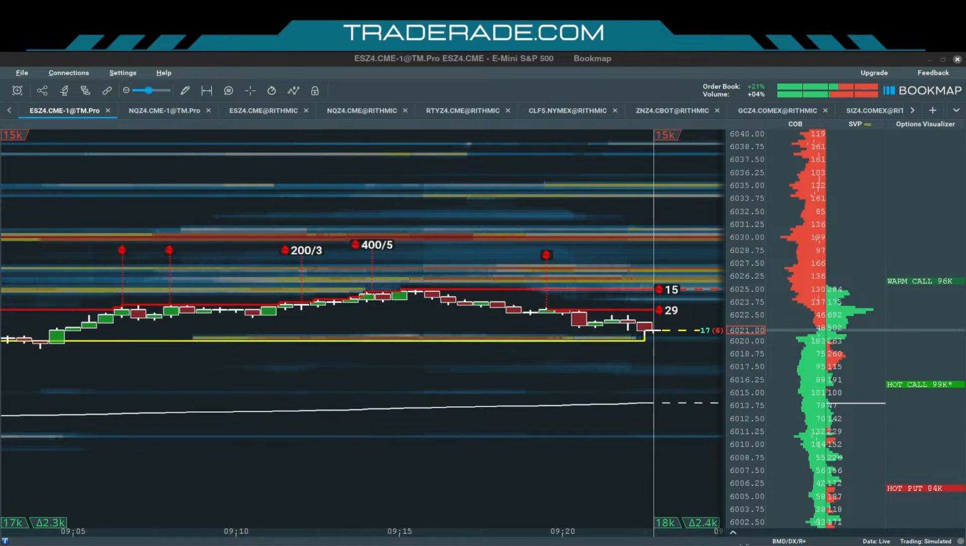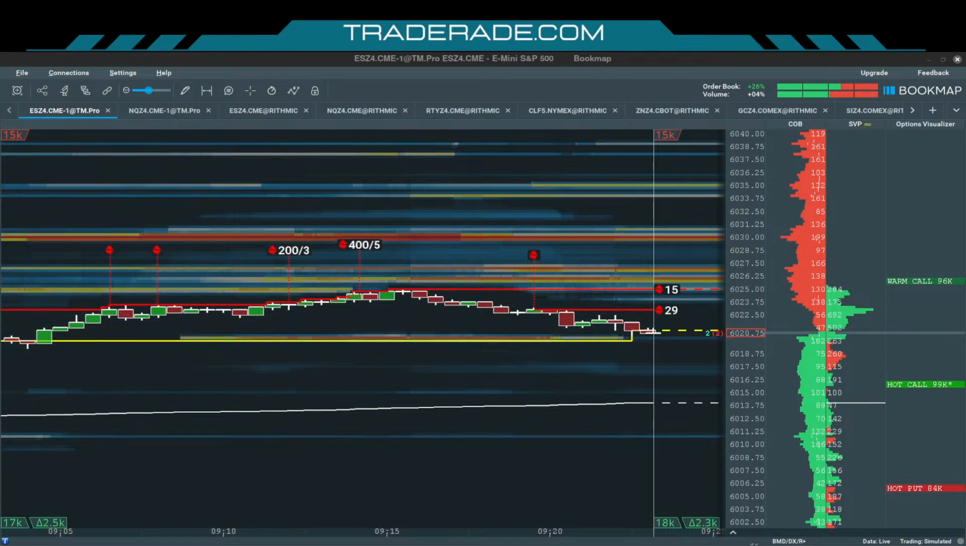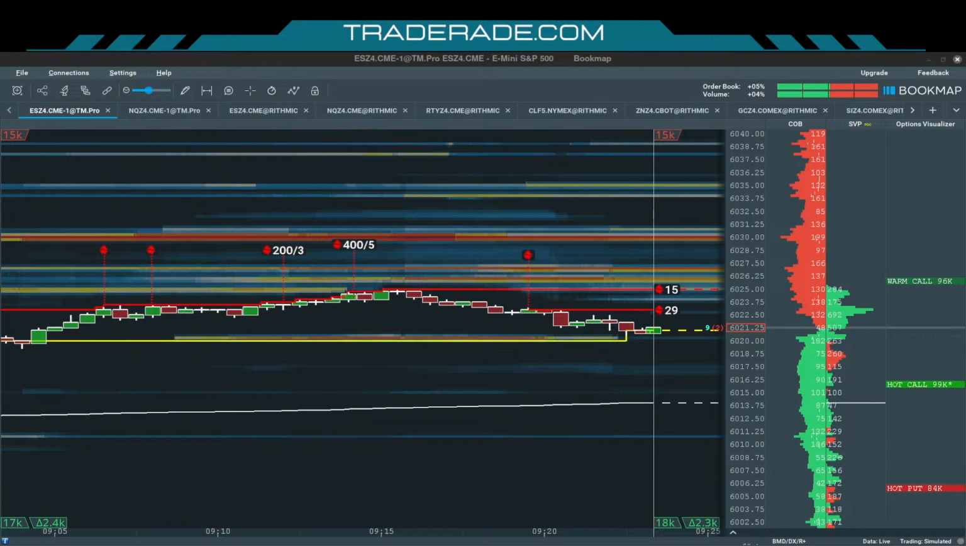But the other area that I think is very important to watch is the wall of calls on the S&P 500 here. And that call wall today, it's looking like it's going to be about 6025.75.